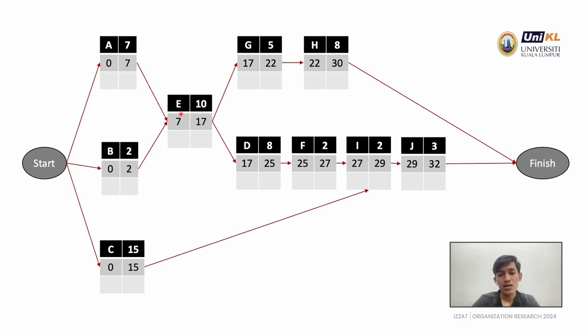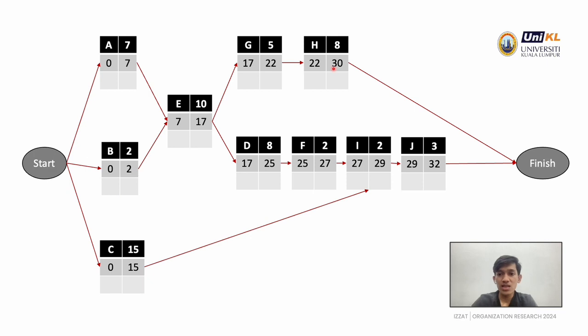And to calculate the earliest finish, same as before, we need 7 plus 10, which is 17. Then activity E splits into two activities, which are activities C and D. So we just put the 17 as the earliest start for both activities, since they are each connected to only one activity from the previous ones. C is connected to E and D is connected to E.